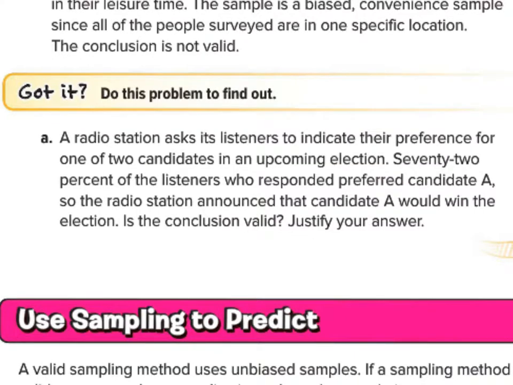Okay, if you think you got it, let's try this one together. After I read it, pause and try it on your own. Otherwise, stay on, keep playing through, and listen to the answer.